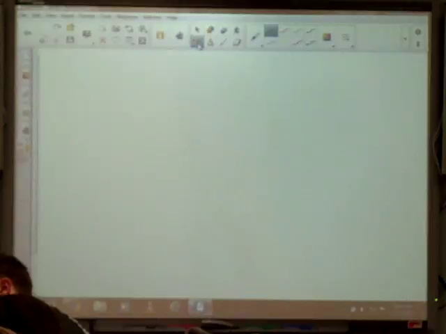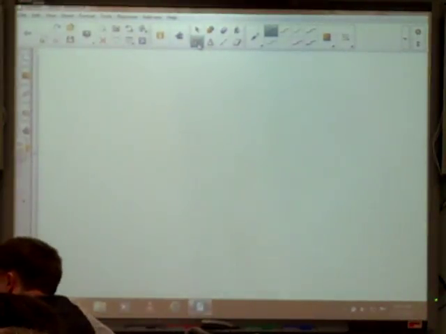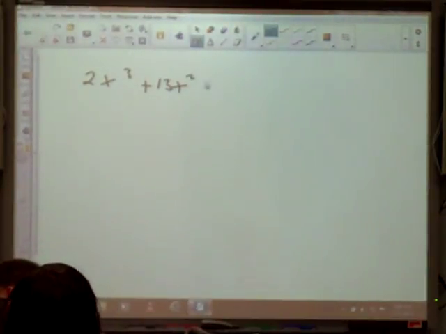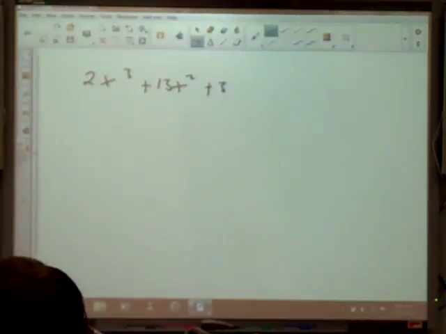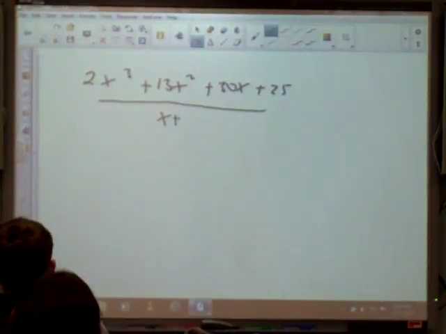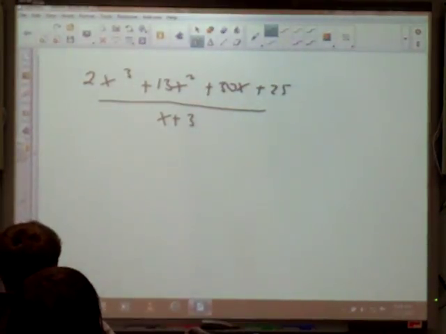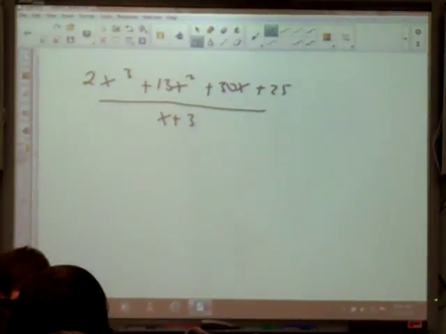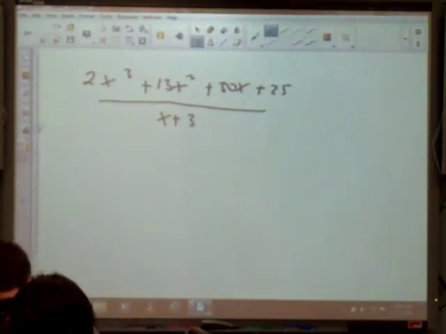If we had something that said 2x cubed plus 13x squared plus 30x plus 25, and it's all over x plus 3. Okay, your options for this, we're going to do all synthetic division today, but you could use both long division and synthetic division. I'm going to show you how they both set up so you'll remember the differences between them.